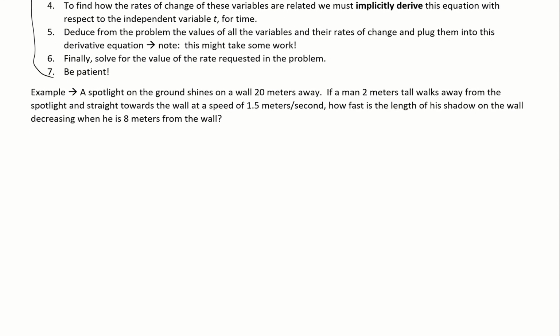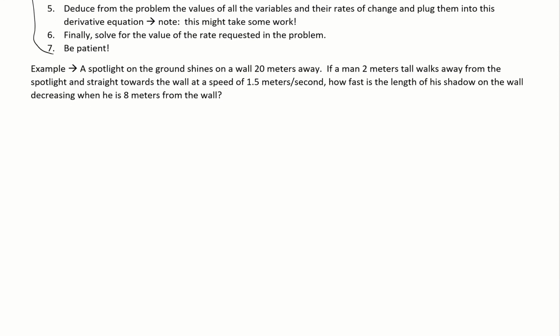A spotlight on the ground shines on a wall 20 meters away. If a man 2 meters tall walks away from the spotlight and straight towards the wall at a speed of 1.5 meters per second, how fast is the length of his shadow on the wall decreasing when he is 8 meters from the wall? So we got a ground, we got a wall, we got a light on the ground, and we got some guy standing in front of the light, walking towards the wall.